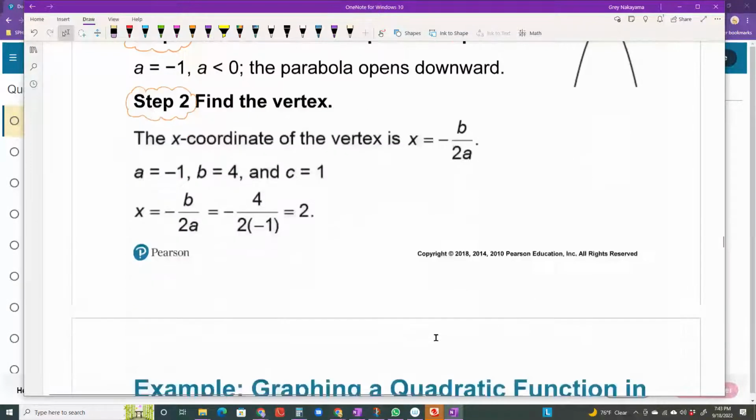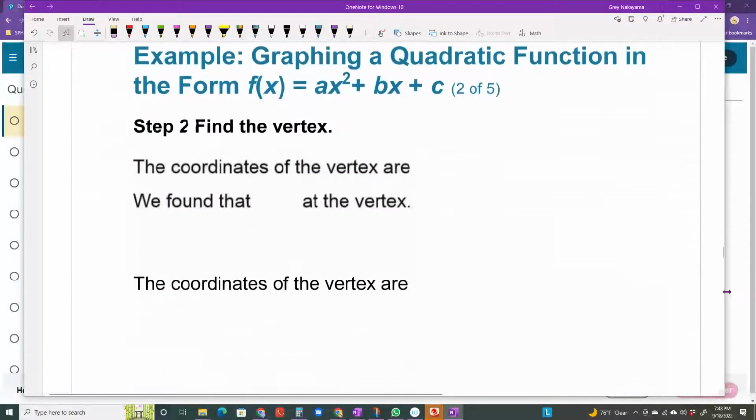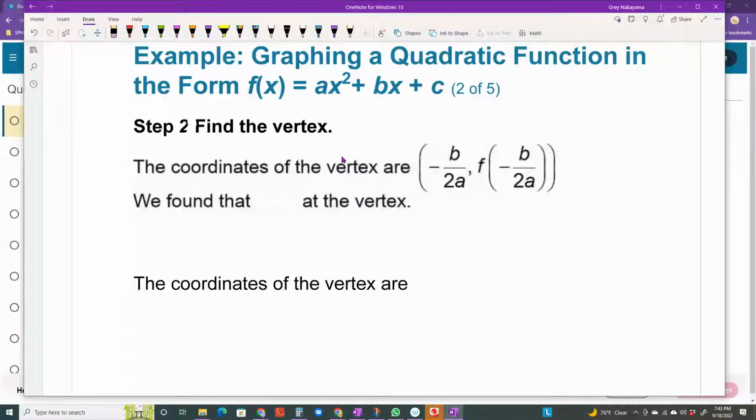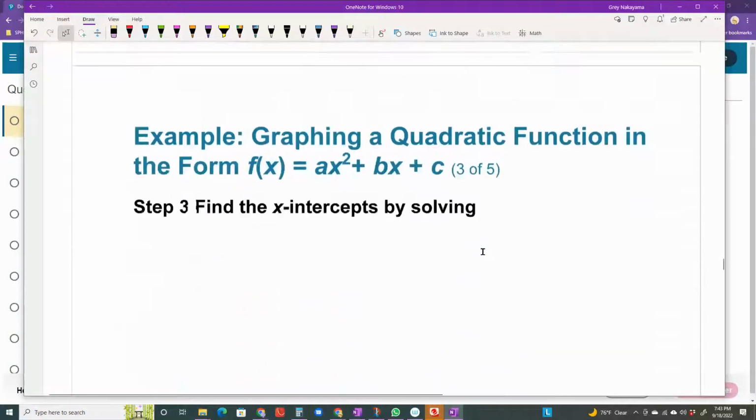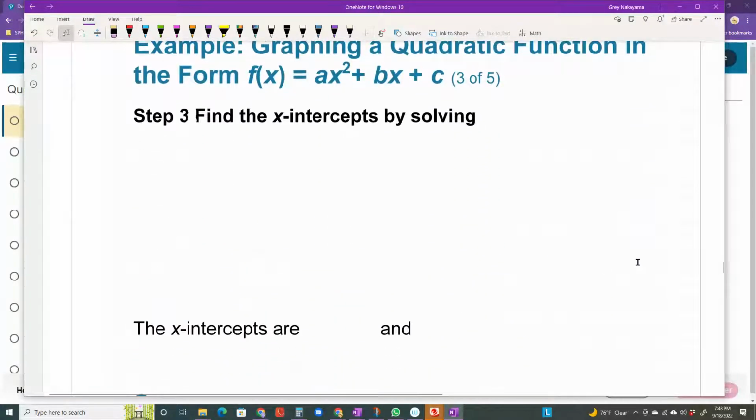So to continue with that, now I have to find the coordinates: find that x-coordinate and then plug it in. We found that x was 2, so I'm going to plug it into the equation and find out that my vertex is (2, 5). That was just a continuation of step 2. That was finding the vertex. So the vertex was a little more involved.